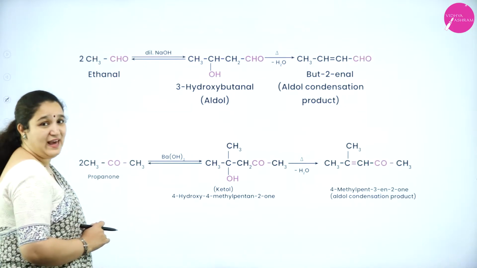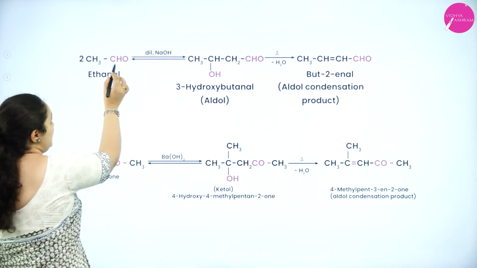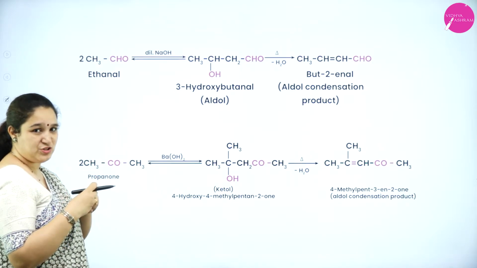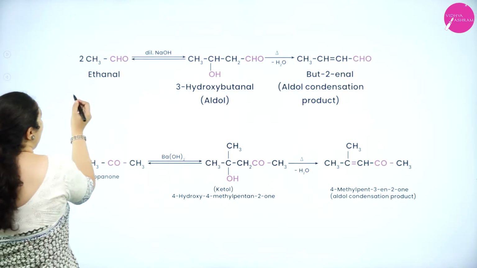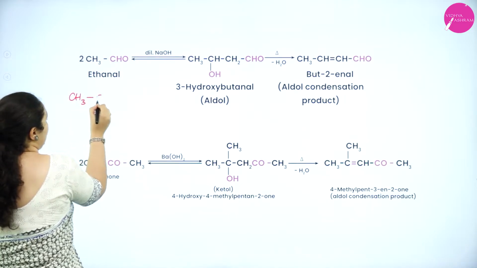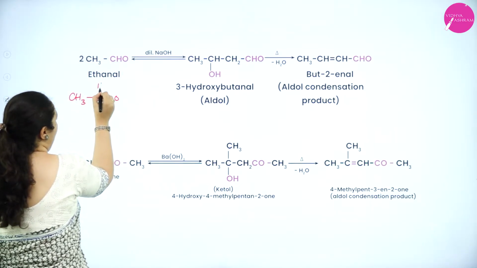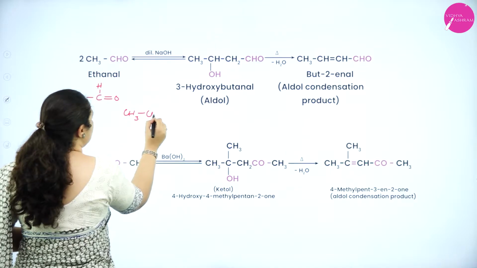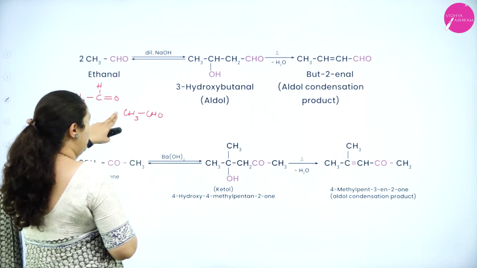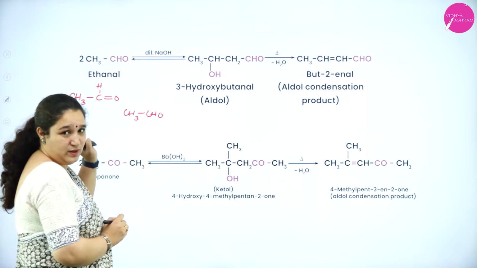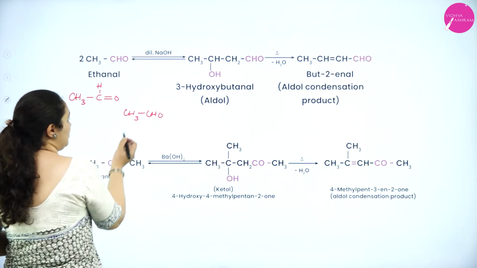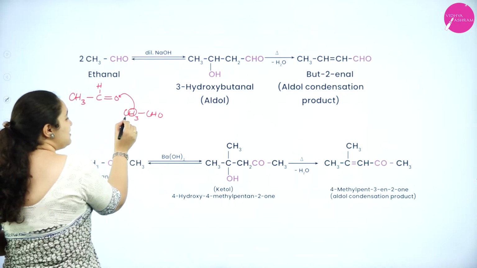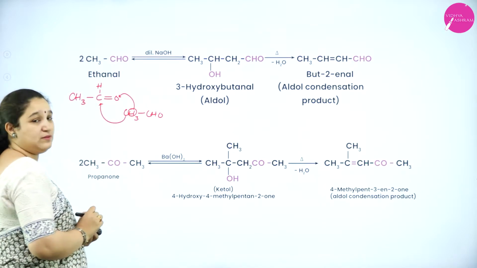For example, we have ethanal, that is CH3CHO. We need two molecules which are undergoing aldol reaction first. So I have, for example, I'll write it here, CH3CHO, and I have one more CH3CHO group. Now these two will react in the presence of dilute NaOH, okay. Now what is the reaction? The alpha hydrogen of CH3 group goes to oxygen and the CH2 group gets added to carbon.